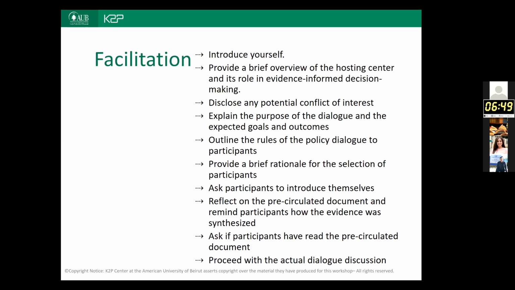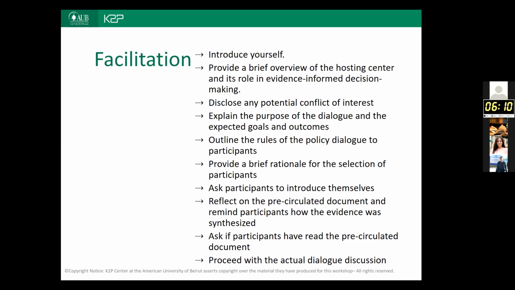Okay, so just to provide you with some facilitation tips on the dialogue itself, I know this might not be enough for you right now to facilitate a dialogue, but just to give you more of an idea of how a dialogue is usually facilitated. First of all, as a facilitator, you need to introduce yourself, provide a brief overview of the center that is hosting this evidence-informed decision-making process, disclose any potential conflict of interest that you might have, outline the rules of the policy dialogue to the participants.